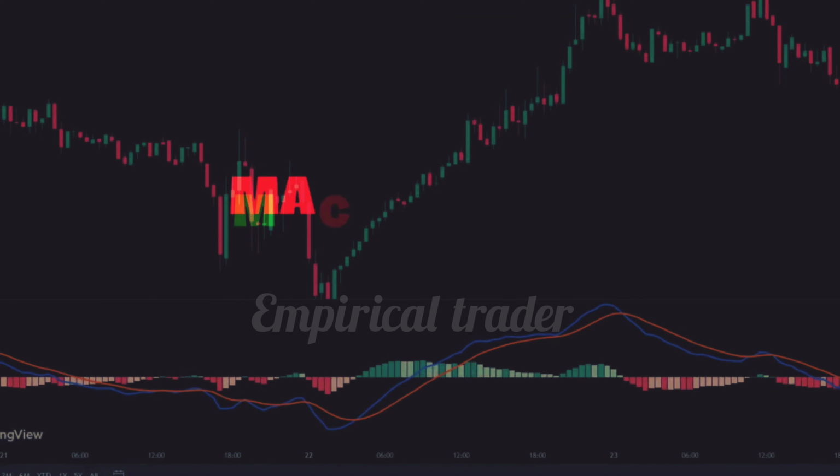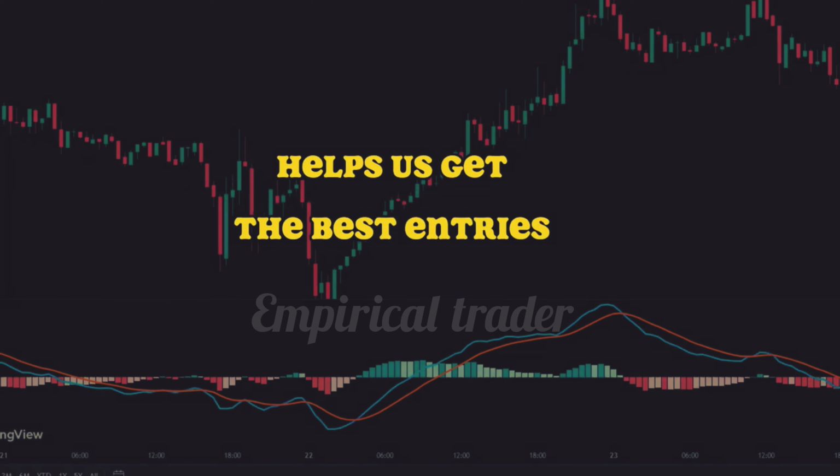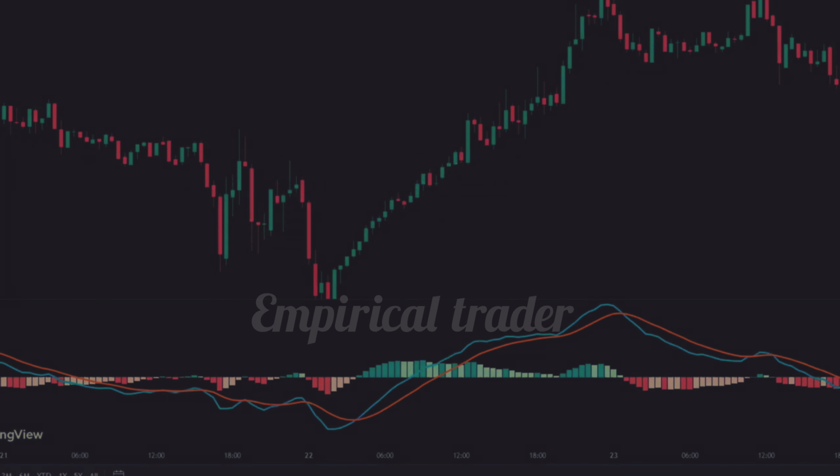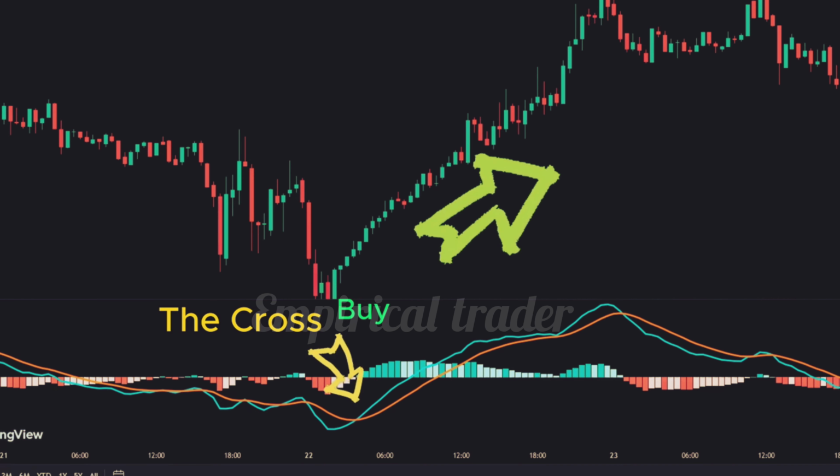The next strategy is the MACD crossover. The MACD crossover can help us get the best entry prices possible according to the trend price follows. When the MACD line crosses above the signal line, it signals a good buying opportunity. And as we can see, it follows the price nicely. We can also see how the histogram has turned green and starts gaining momentum.